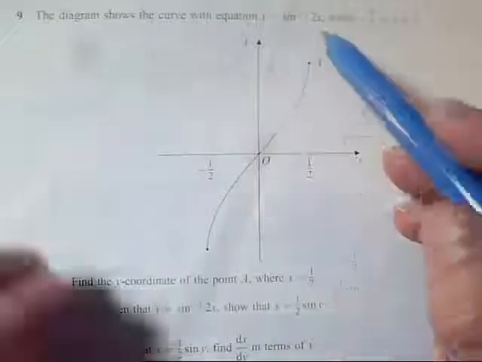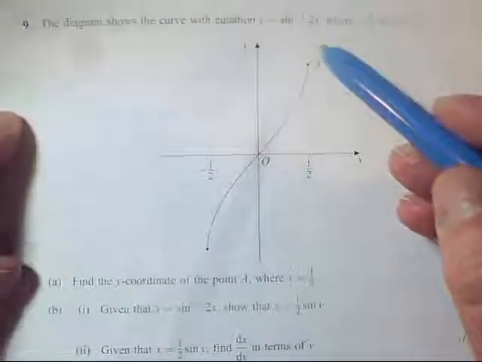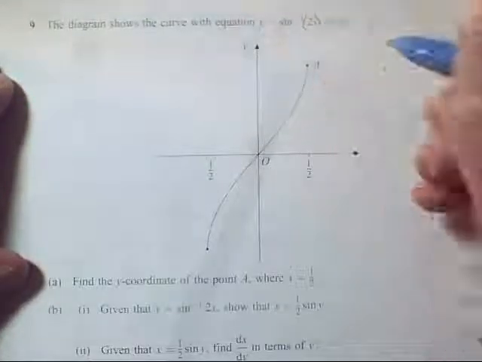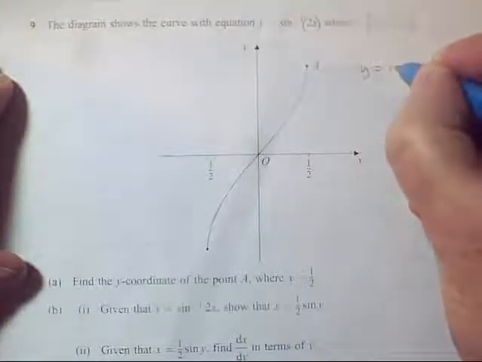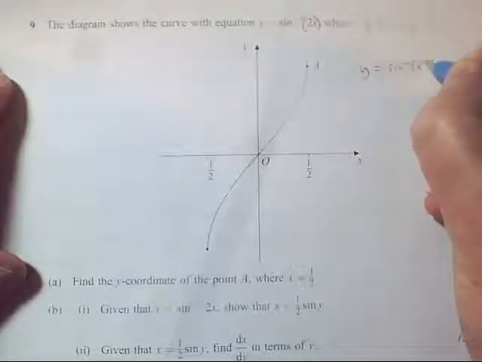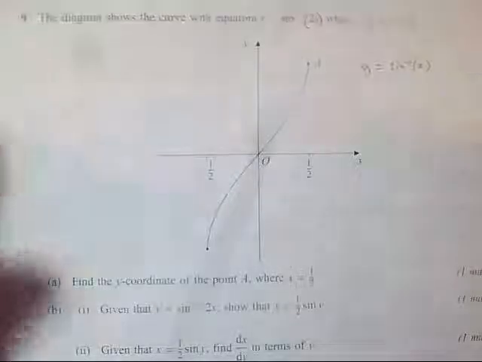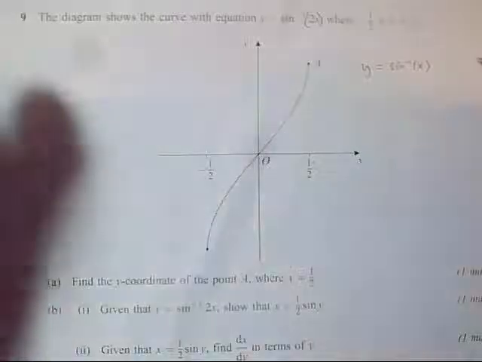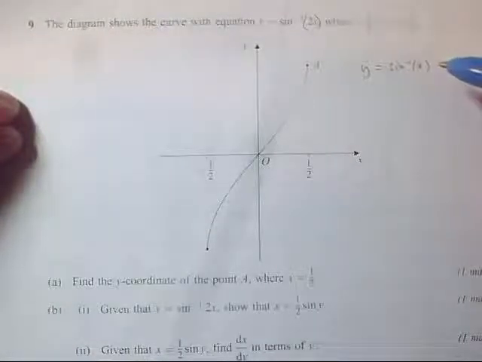Okay, here we have question 9. We're starting off with a curve with the equation y equals inverse sine of 2x. So you should have memorized the graph of y equals inverse sine of x. If you haven't memorized it, then it is possible to work it out from the graph of y equals sine x and thinking about the graph of an inverse function, but it is advisable to learn all the graphs you're supposed to know.